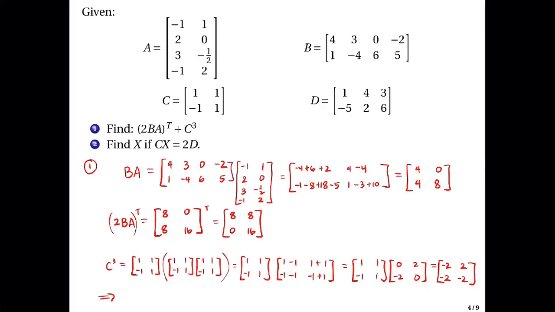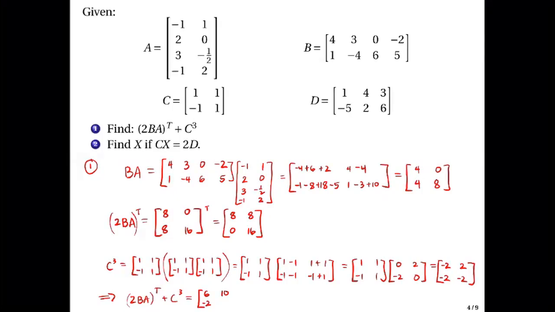Therefore, we have 2BA transpose plus C cube. We just need to add this guy here and this guy here. So we will have 8 plus negative 2, that's 6. 8 plus 2, that's 10. 0 minus 2, that's negative 2. 16 minus 2, that's 14. So this is the final answer for number 1.